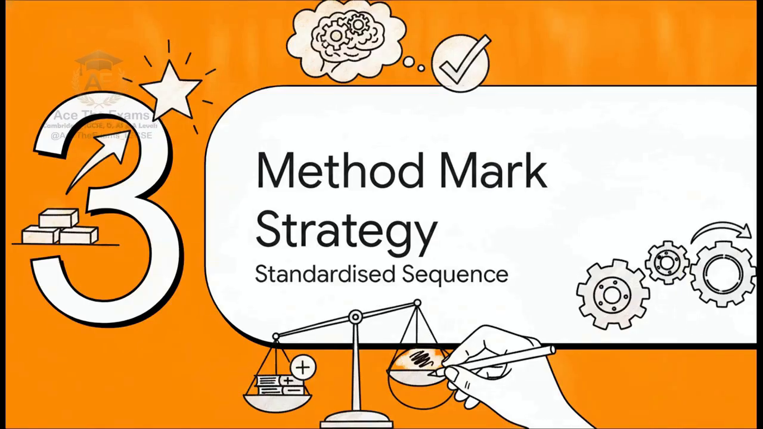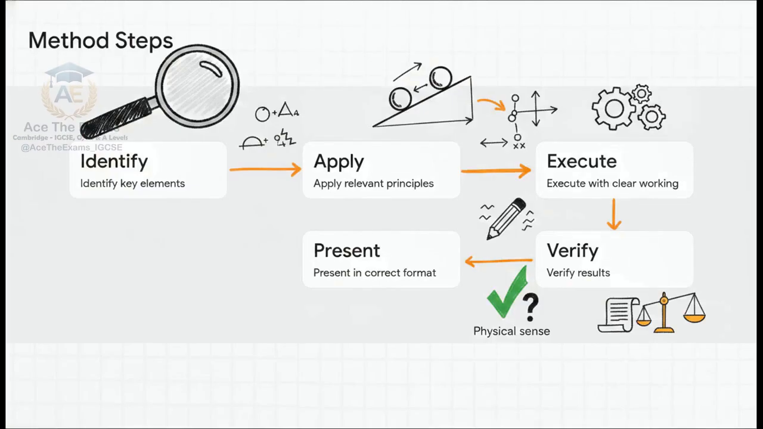Section 3, the method mark strategy. This is the standardized sequence you absolutely need to know. The crucial point here is that examiners actually want to give you marks. They heavily reward the process, even if your final arithmetic gets a bit scrambled at the end. Here is the exact standardized sequence they demand when you process connected particle problems.